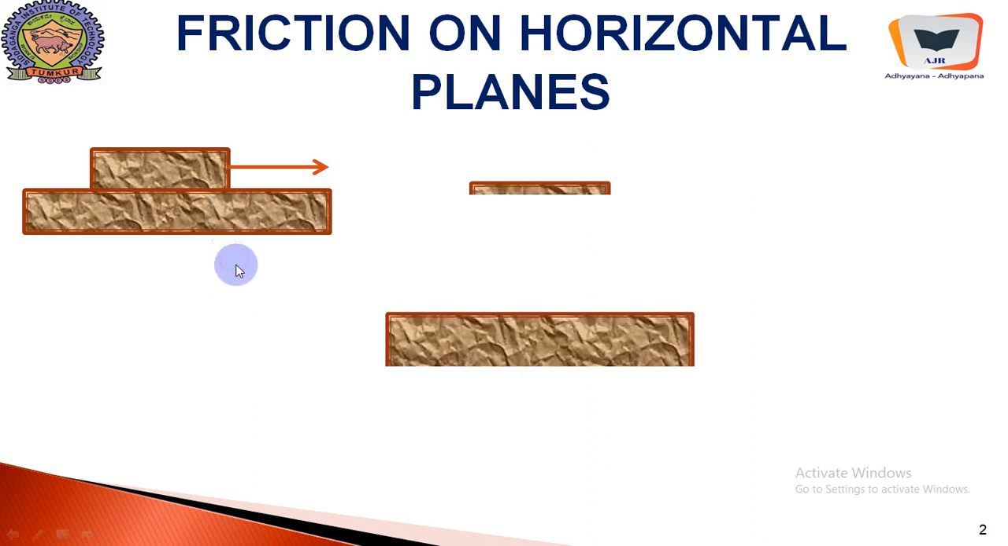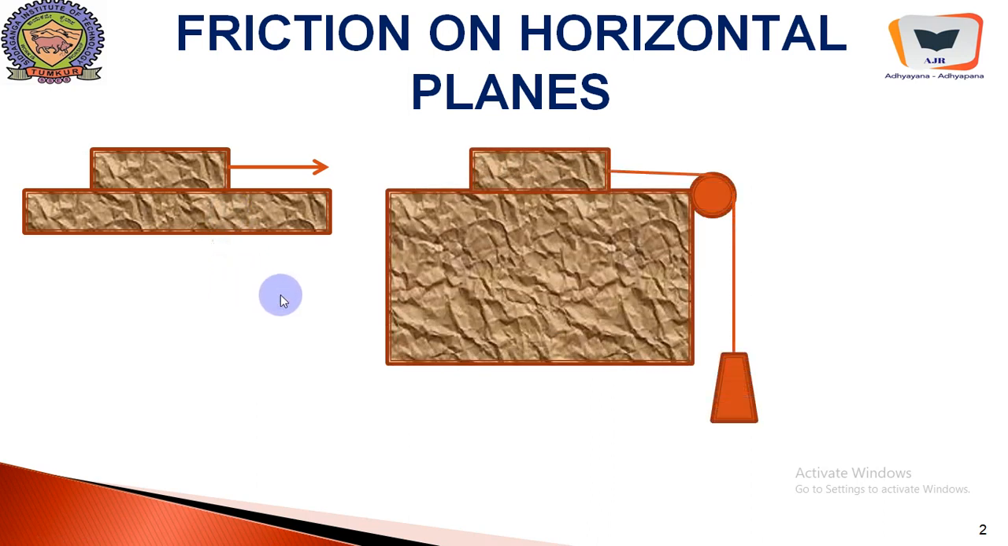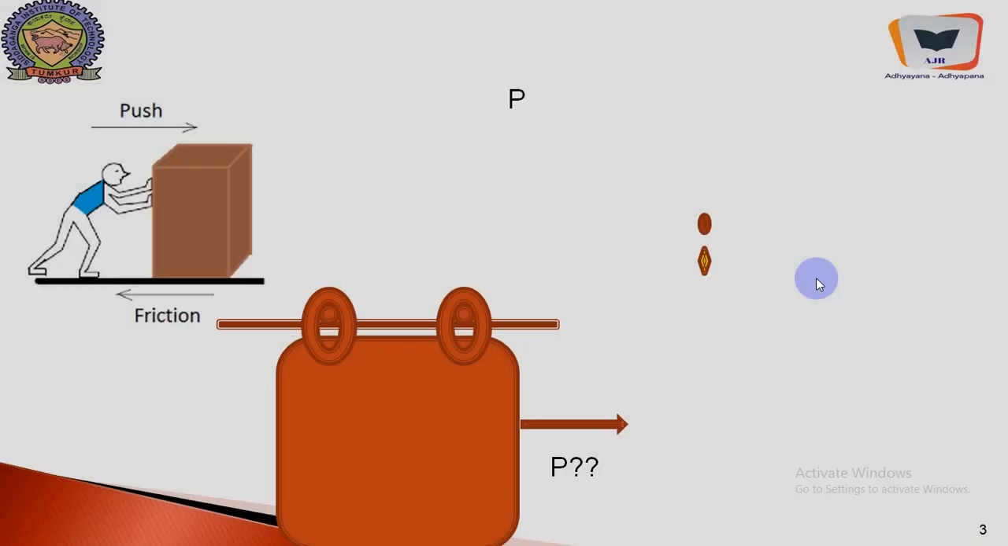The system may be like this, or the system may be like this. There is a block over here connected through a wire, thread or rope to a weight over here, and as the weight increases beyond the capability of this block, this block tends to slide towards the right, and accordingly the frictional force will be developed on this horizontal surface in a reversal fashion.